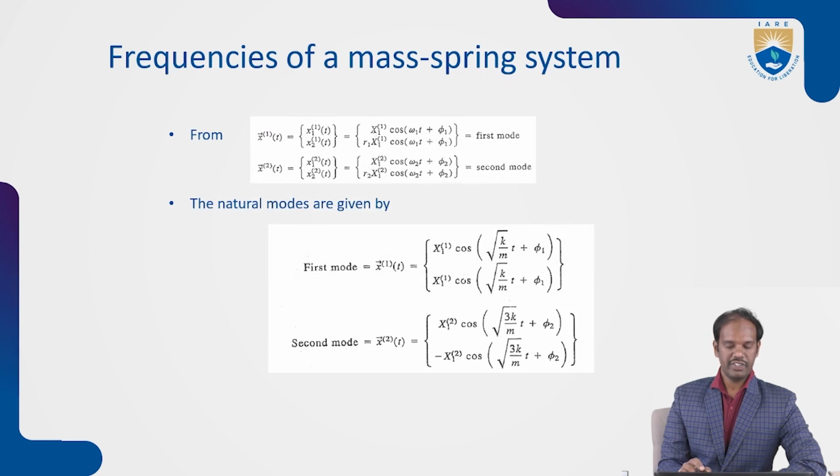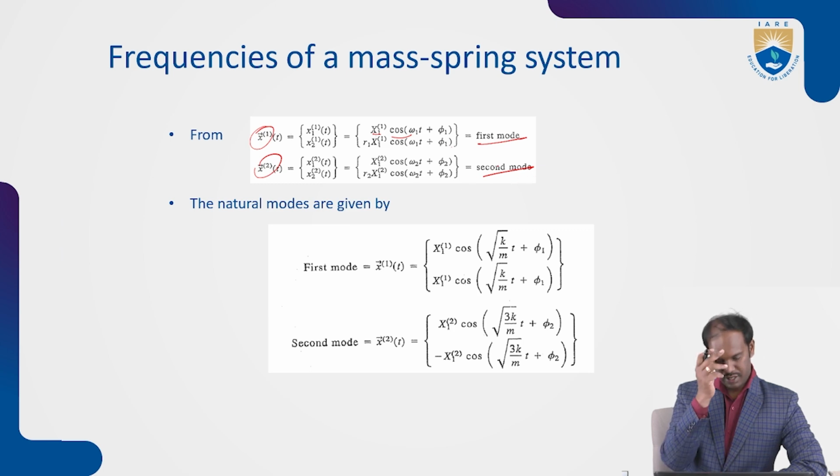Now what are the frequencies? X bar of 1, x bar of 2 of t. We multiply this with the time function, using x1 cos omega t plus phi and x1 of 1 cos omega t plus phi, which gives the first mode. In the same way we replace omega 2, the natural frequency, which gives the second mode.